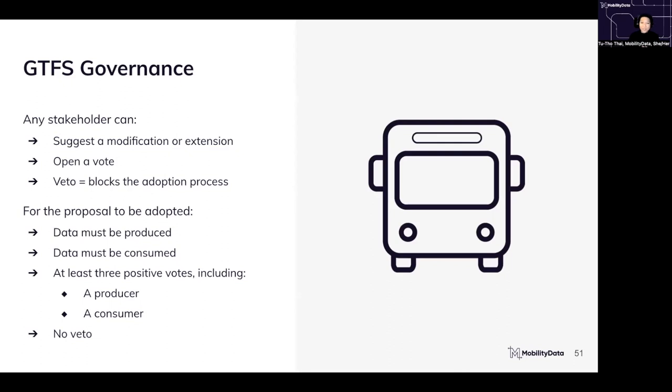It's very much governed the same as GBFS, based on a community where any stakeholder can suggest a modification or an extension. They can work on it, or they can ask us to work on it. If they work on it themselves, they can open a vote. Anyone can do it. If there is a veto, then again, it blocks the entire adoption process. For a proposal to be adopted, that is important, same as GBFS, data must be produced and consumed to make sure that IT systems can actually work with it. We also need to make sure that there are three positive votes in the community with at least one producer and one consumer, and then there is no veto.